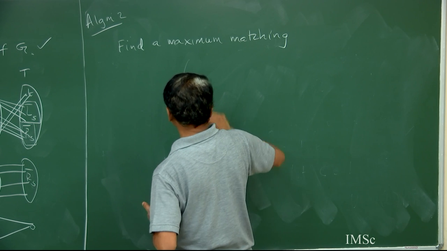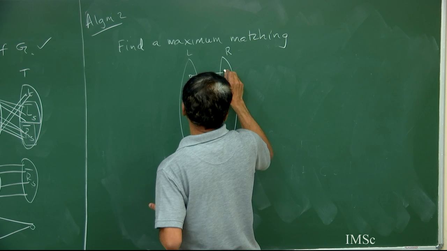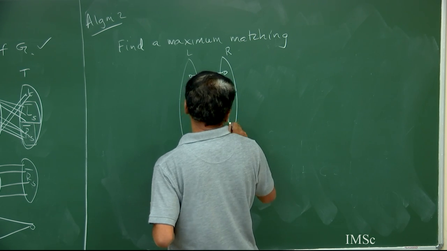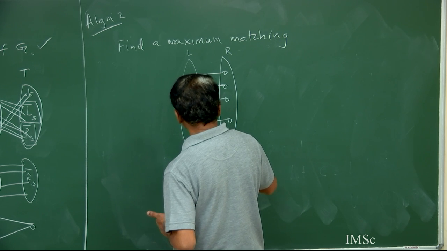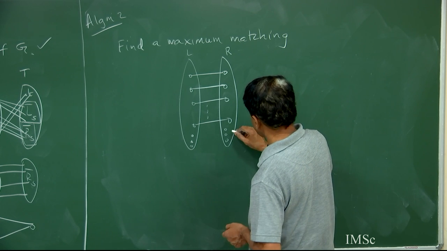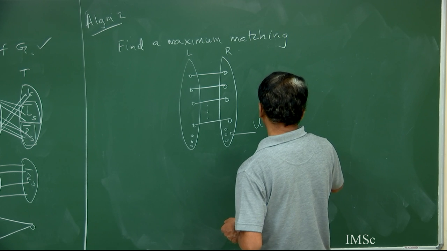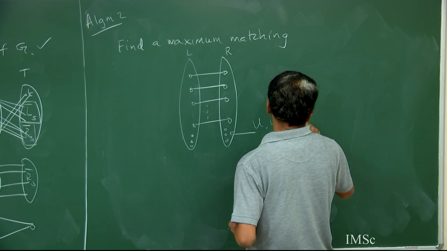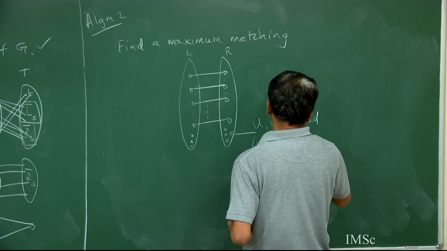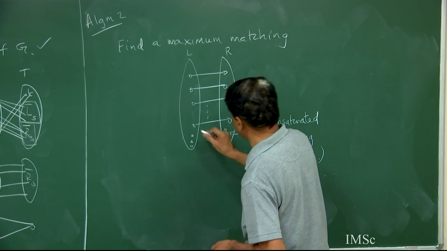So I have my bipartite graph, and I have found a maximum matching here. Maybe there are some vertices that are unsaturated. Let's call them set U. So unsaturated, which means no matching edge. And this could be there on both sides.